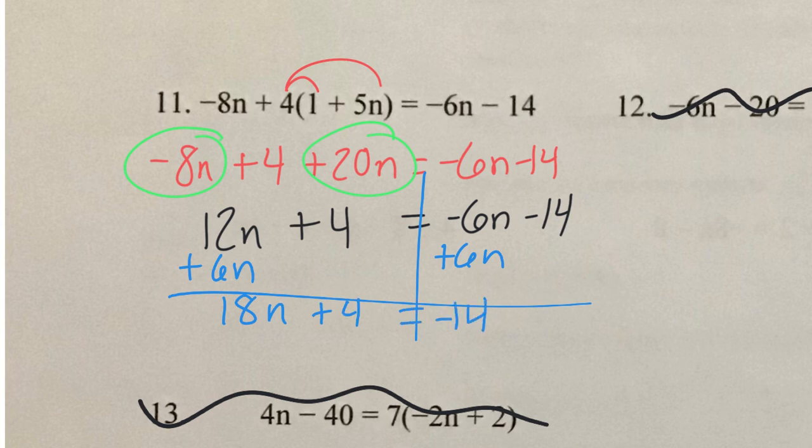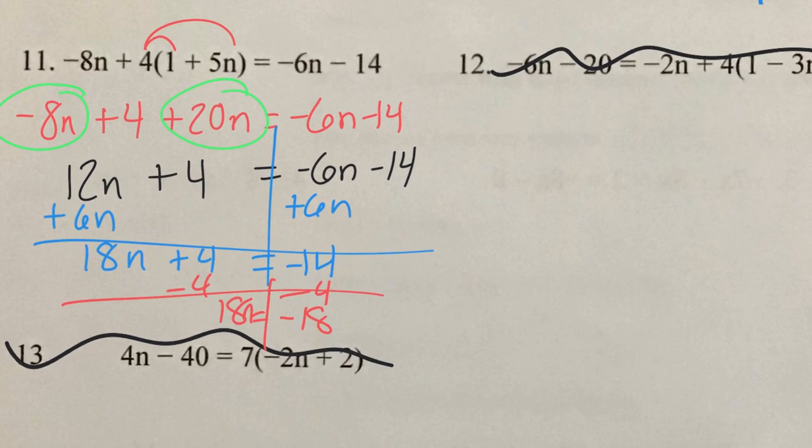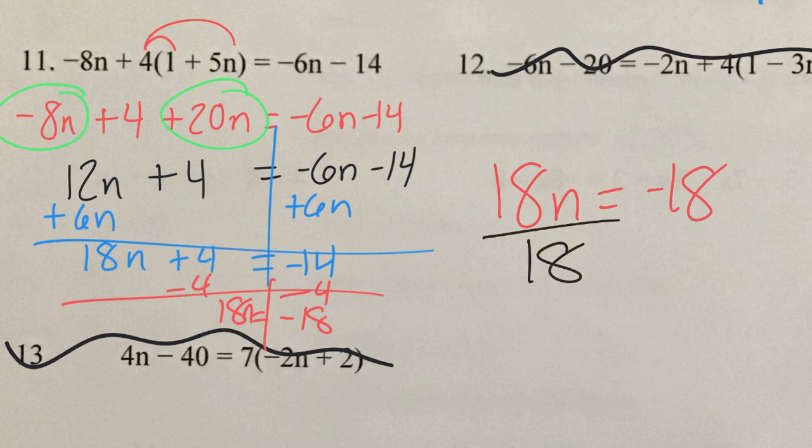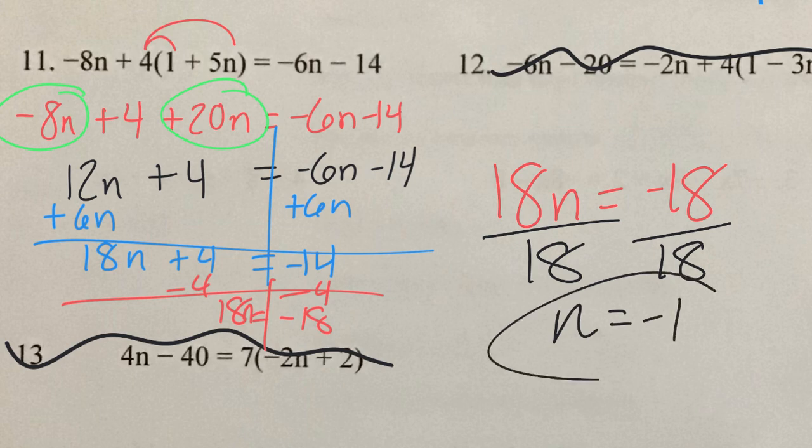And remember, that was a negative 14. Don't forget that sign. So then I take away 4 from both sides. 18n equals a negative 18. That's not an answer, okay? You still have to divide by the 18 to get n alone. Any number divided by itself is 1. If there's one negative when I divide, the answer needs to stay negative.